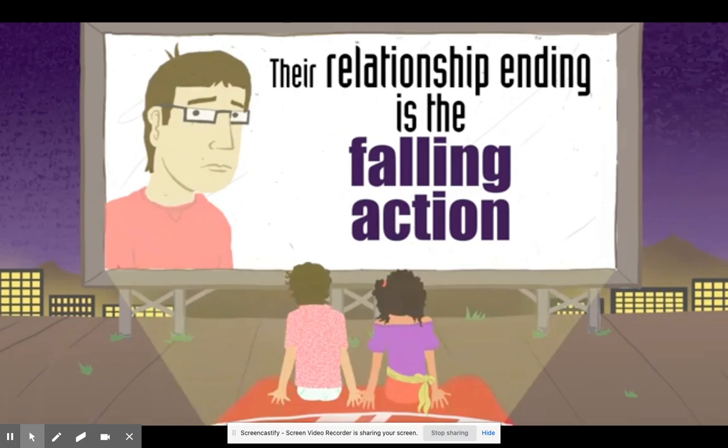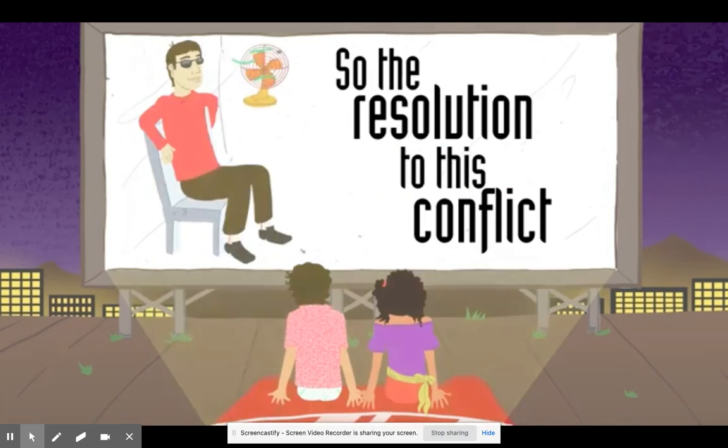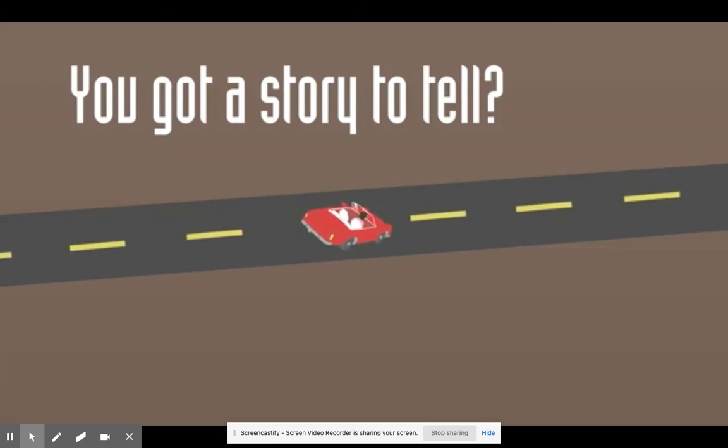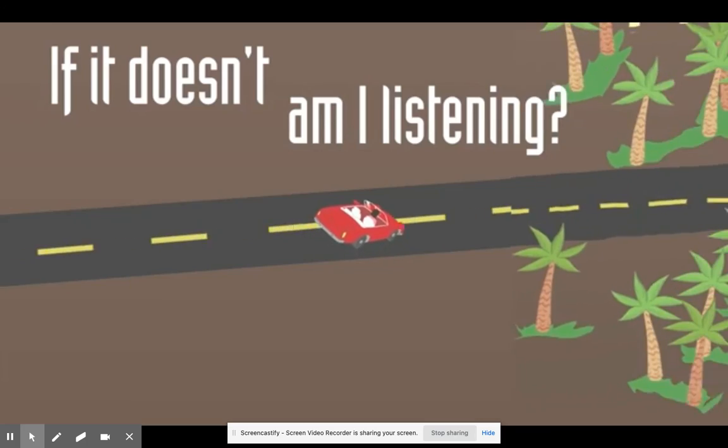Their relationship ending is the falling action. So the resolution to this conflict, or conclusion, is Joe and Lisa didn't stick. You've got a story to tell, you better have a plot. If it doesn't, am I listening?